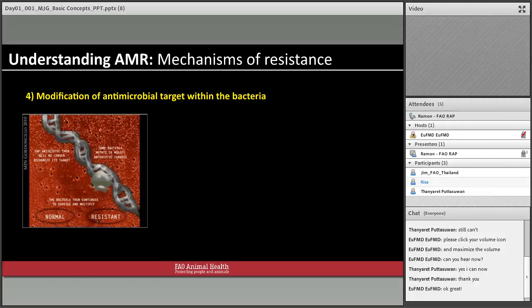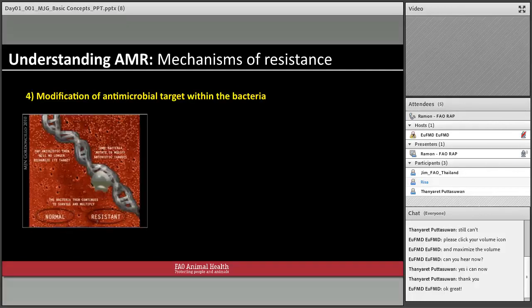Now, one other thing is that by modifying the antimicrobial target within the bacteria, we have mentioned earlier today that some bacteria have their own targets. By modifying these targets, the antibiotics are also unable to act on the bacteria. And this modification is a common phenomenon where the antibiotic, even if it is able to enter, even if it is able to stay inside the cell, even if it is not broken down, will not be able to do this because it cannot recognize its target anymore.